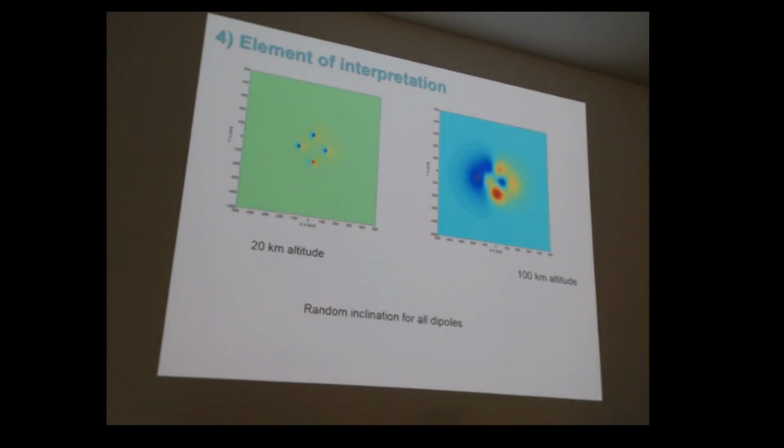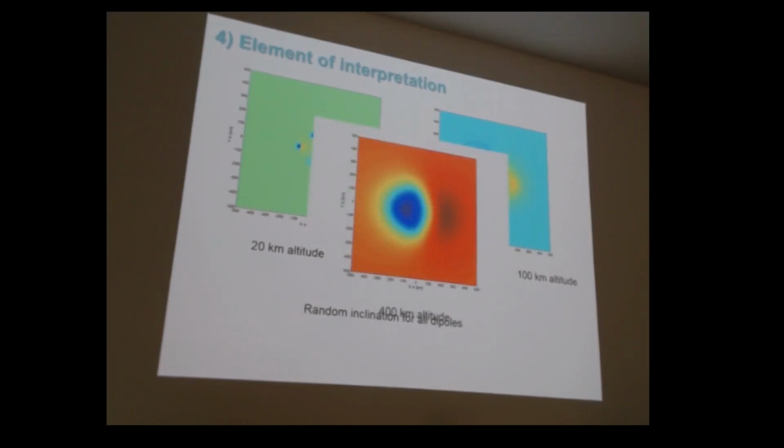Okay, let's play around again. Now, an element of interpretation. We put random dipoles, so I just put 4 random dipoles, at the same 100 kilometer altitude. Now the structure is more complex. And now the satellite altitude.